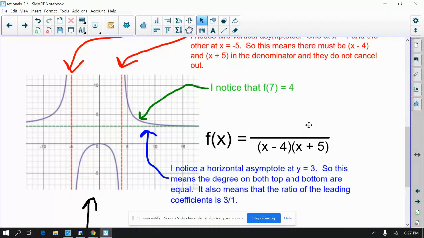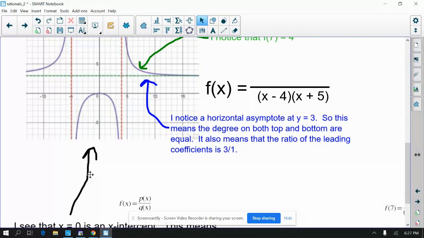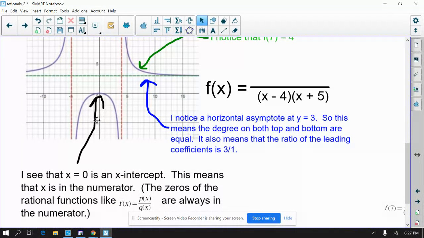How do I get a degree 2 up here? Well, I've got one more clue. There looks to be a 0 right here. It looks like when x is 0, you're hitting the y-axis. So it looks like 0 is an x-intercept. That means that x is in the numerator.